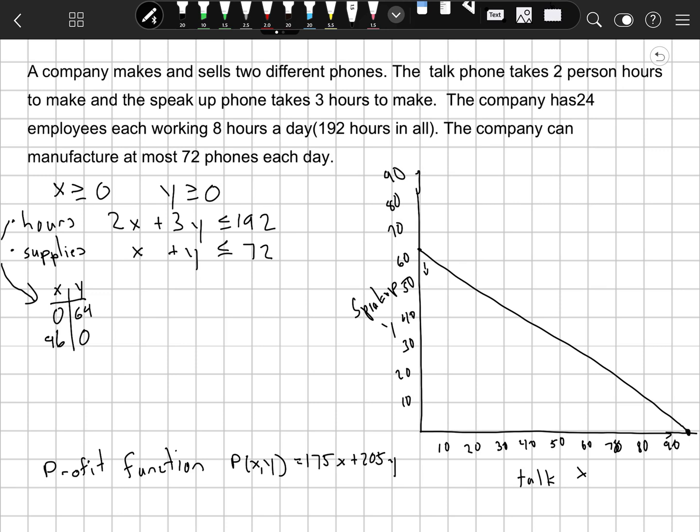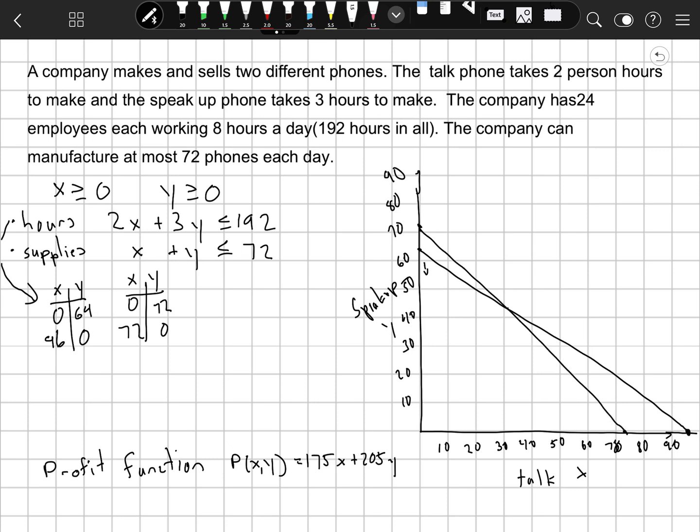Okay, x plus y is less than or equal to 72. Well, this table is going to be fairly easy to make. X is 0, y is 72, or y is 0, x is 72. So I'm going to put 72 right there, and 72 right there, and something like, oh, let's undo that. Let's try a little bit better.